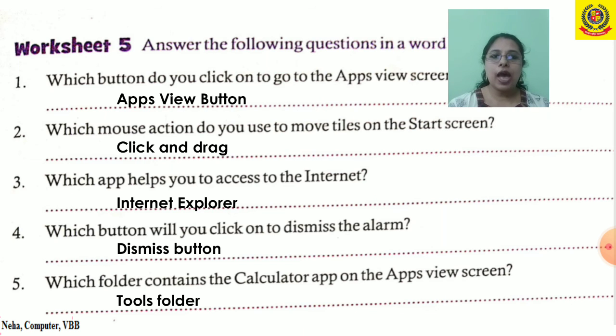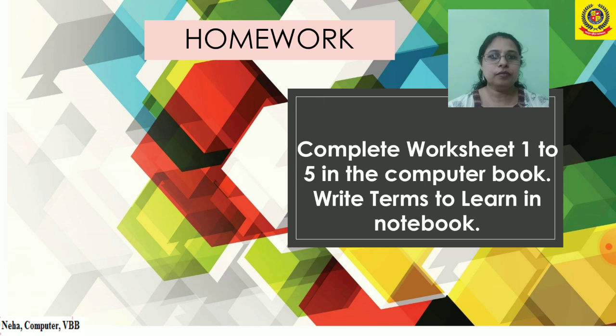Third, which app helps you to access the internet? It is Internet Explorer. Fourth, which button will you click on to dismiss the alarm? It is simple, dismiss button. It cancels the alarm. Fifth, which folder contains the calculator app on the apps view screen? It is the tools folder which contains calculator app. Now this is the worksheet 5 done.